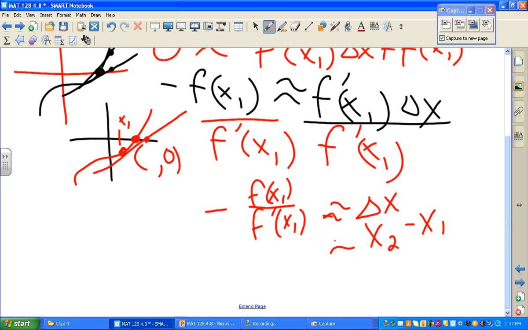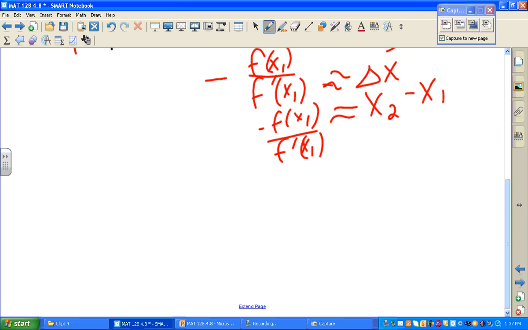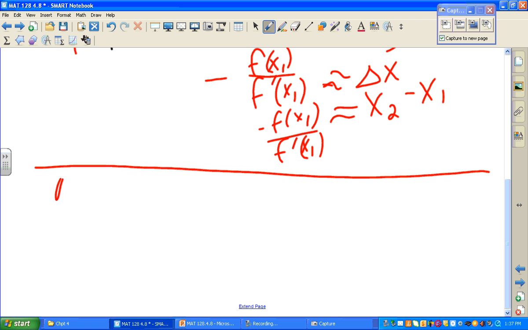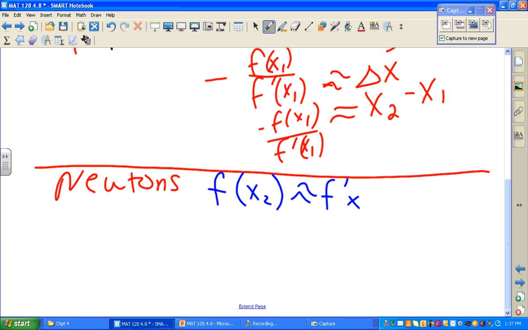Negative f of x sub 1 over f prime of x sub 1. All right? I think we almost got it. Easy. Newton's method. Yeah, it's right here. We took f of x sub 2, f prime of x sub 1.